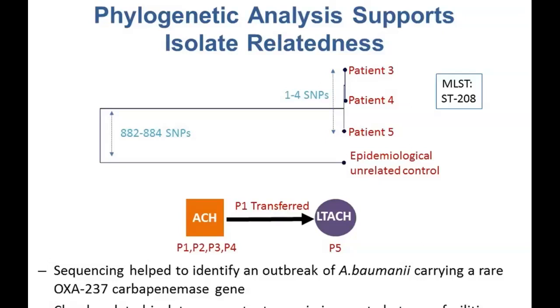To summarize, whole genome sequencing was able to determine that the highly drug-resistant Acinetobacter baumannii carried the rare OXA237 carbapenemase gene, and that isolates collected months apart from two facilities were closely related. Next slide.